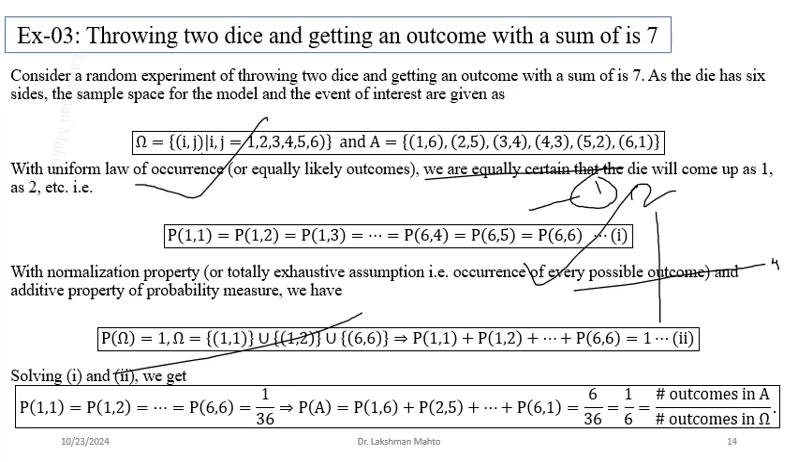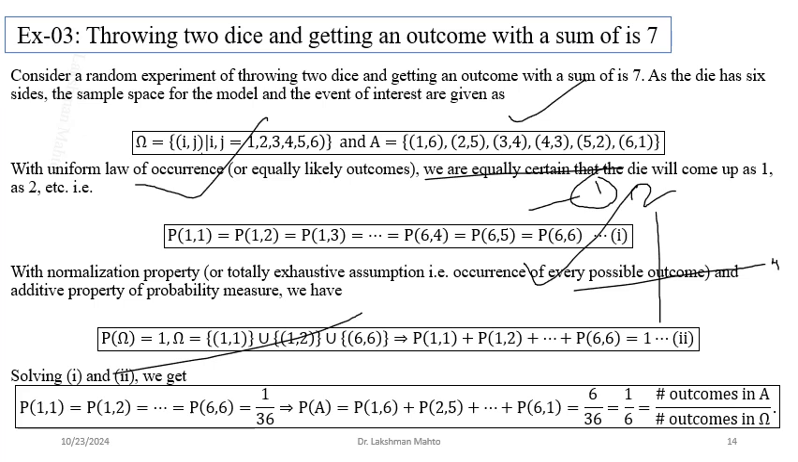So we have already computed the probability of the event at the outcome level. Now we are willing to compute the probability of an event A. A is what? It is containing these 6 elements. So how will we compute the probability of A? By summing the probability of the corresponding outcomes. Probability of 1, 6 is 1 by 36, probability of 2, 5 is 1 by 36, probability of 6, 1 is 1 by 36.